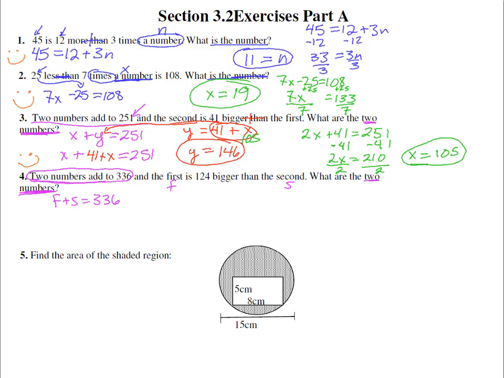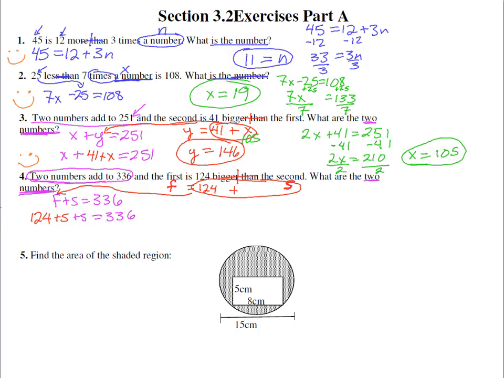Well, we can't solve that. We don't know enough about it. So we turn to this second clue that f is 124 bigger than, that's a plus sign, s, the second number. That gives us enough information that we can stick it in for the f. We know what f is. It's 124 bigger than the second. So we stuck that in for f in f plus s equals 336.